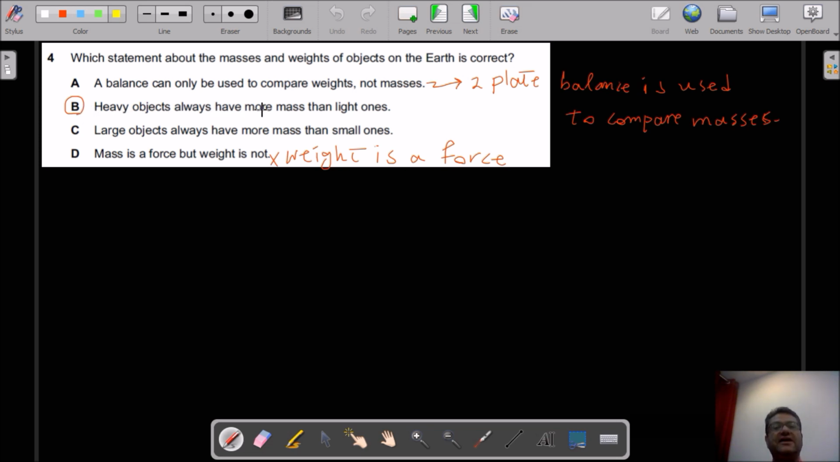Heavy objects always have more mass than light ones, because you know that W is equal to mg. So W is directly proportional to mass. And we know that heavy objects have more W and they always have more mass than light ones. So based on this, B is right.